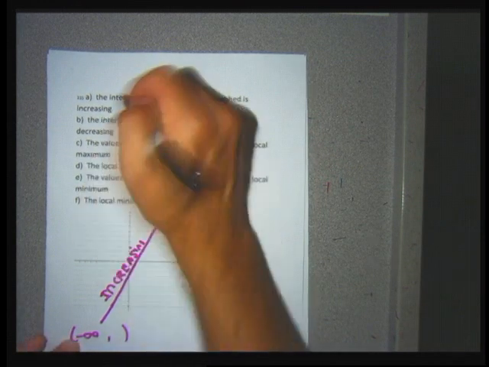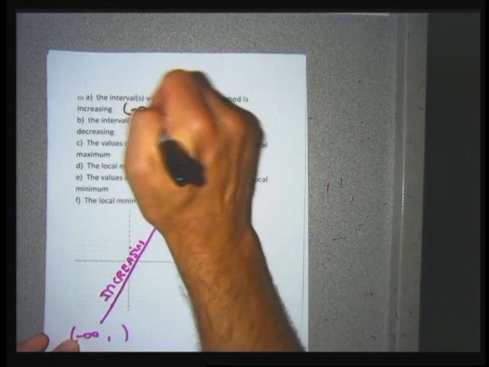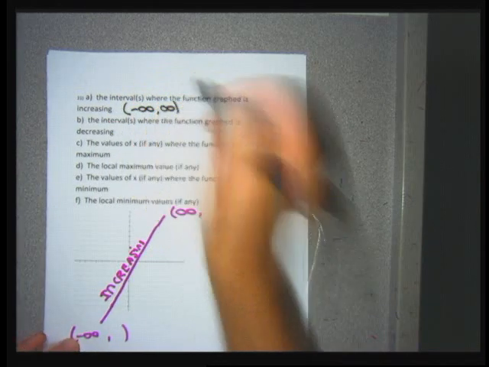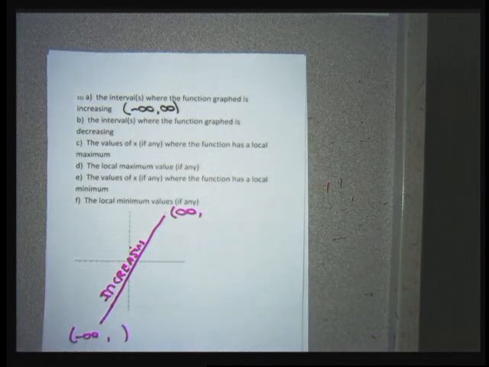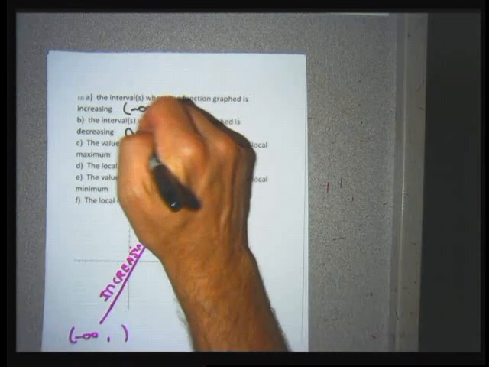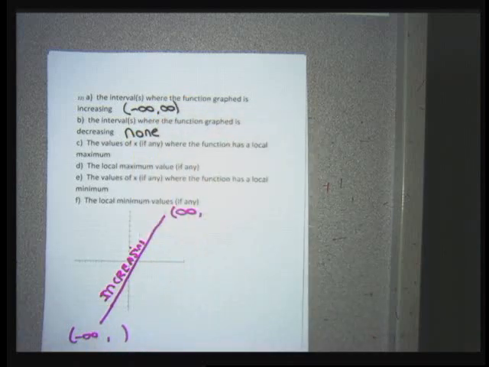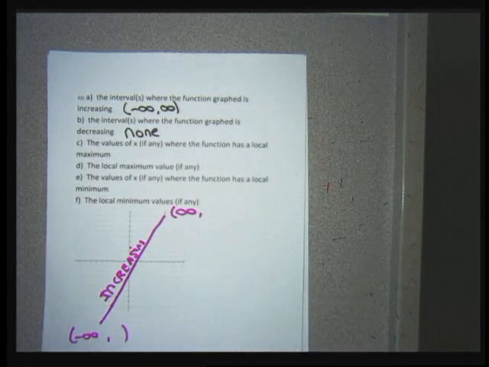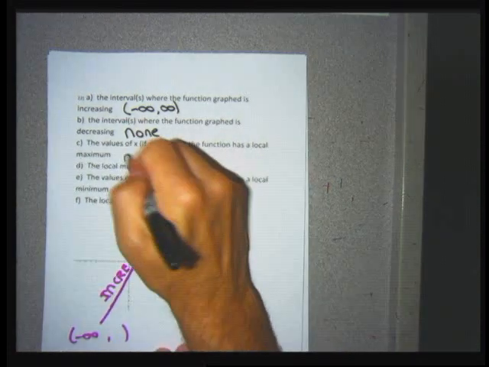This graph is increasing. It's going uphill, or has positive slope, all the way between negative and positive infinity, and it never turns around and goes downhill. So the intervals where the graph is decreasing are none. This graph doesn't have any local maximums or local minimums. It doesn't have any high or low spots. So all of these are going to be nones.